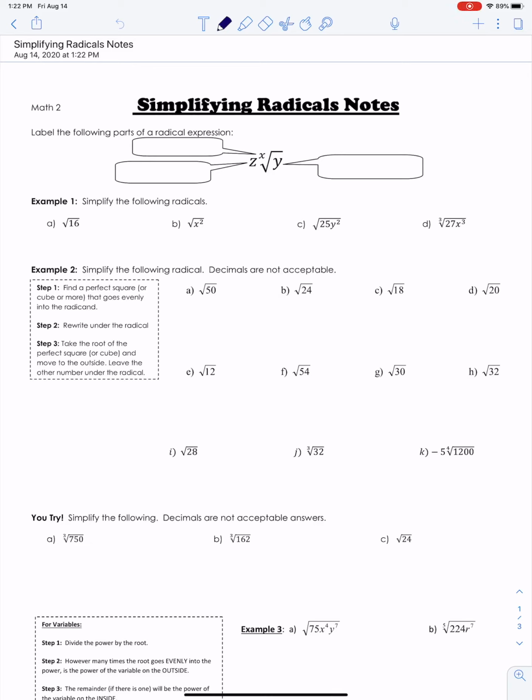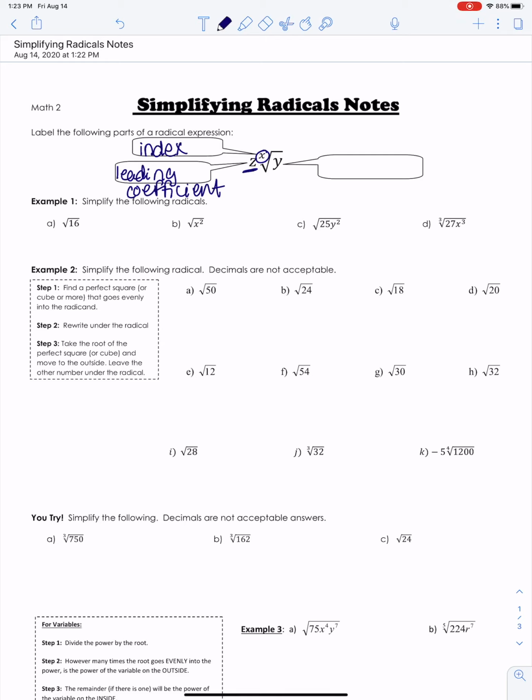Simplifying radicals. So first of all, let's label the parts of the radicals. The number out front, that is our leading coefficient. Then what you may see on top, a small little number outside the root, that is called your index.